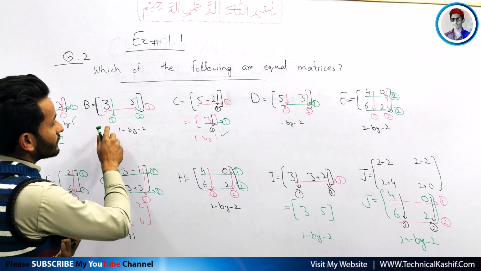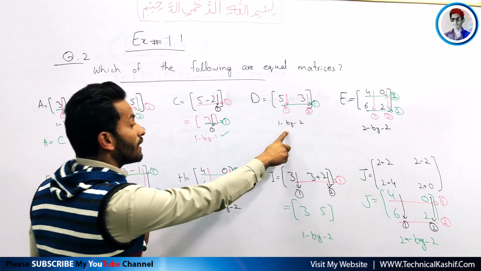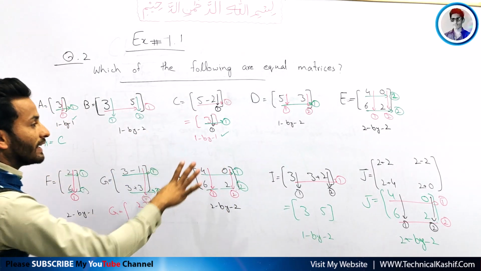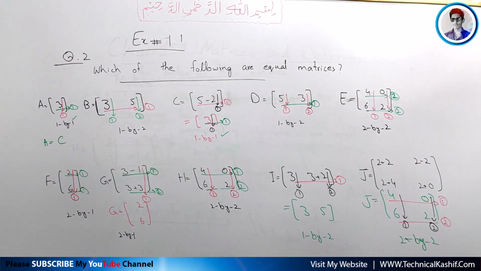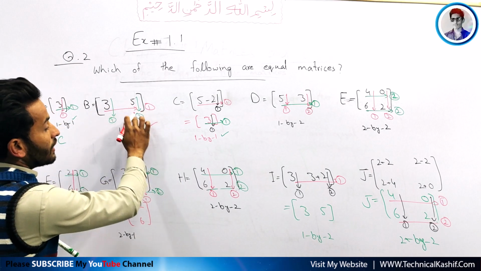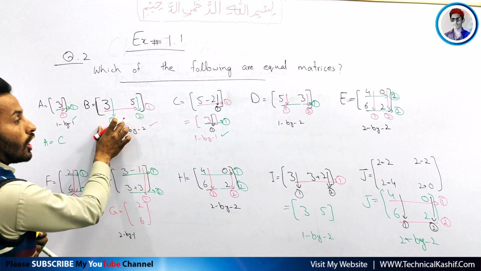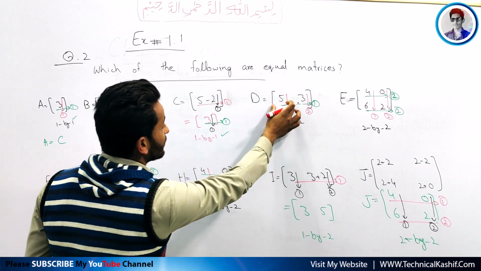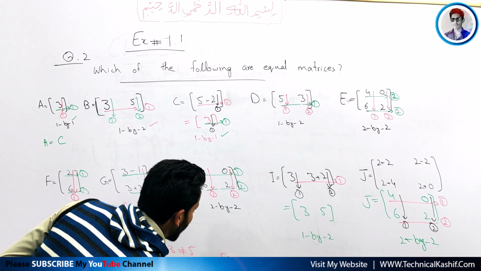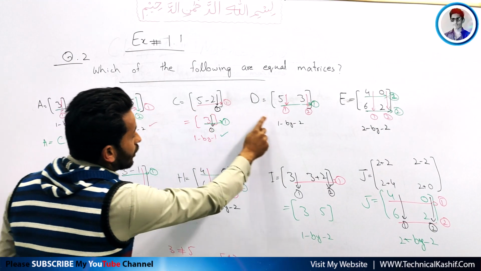Next, see the B matrix, which has order 1 by 2. This matrix also has order 1 by 2, and the next one is 1 by 2. We have three matrices having order 1 by 2. Look at these matrices. In the first, the first entry is 3 and the second entry is 5. But in this matrix the first entry is 5 and the next entry is 3. So these are not equal because their corresponding entries are not equal. 3 is not equal to 5 and 5 is not equal to 3.